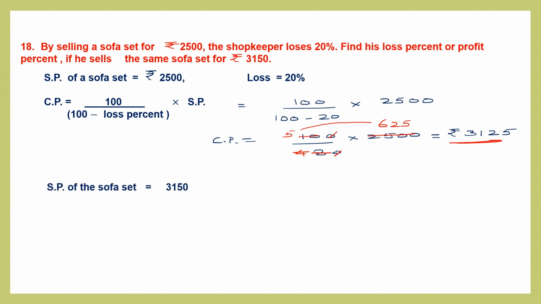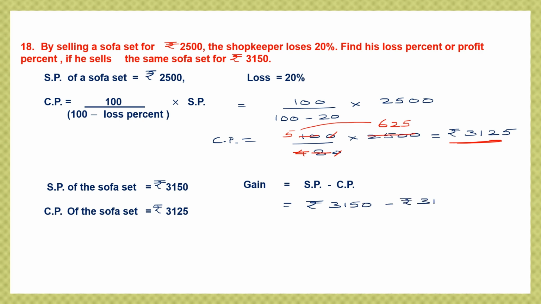Now, if he's going to sell the same sofa, again we have the selling price there. So the new selling price of the sofa set is 3,150. The cost price is 3,125. Is there a gain or a loss? So he bought it for 3,125. He's selling it for 3,150. This price is more. That means there is a profit. So gain or profit is selling price minus cost price. Selling price is 3,150 rupees and the cost price is 3,125 rupees. So as you can see, there is a gain of 25 rupees.